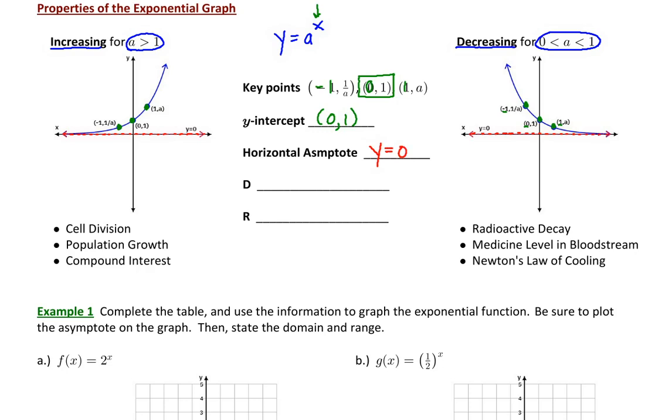Now, the reason for that is because there's no possible value that I could plug in for that exponent x and get either a 0 or a negative value as the output. Both of these functions, whether increasing or decreasing, have the same domain. It's always going to be -infinity to infinity. But because all of our y values are above the x-axis, our range would be 0 to infinity.